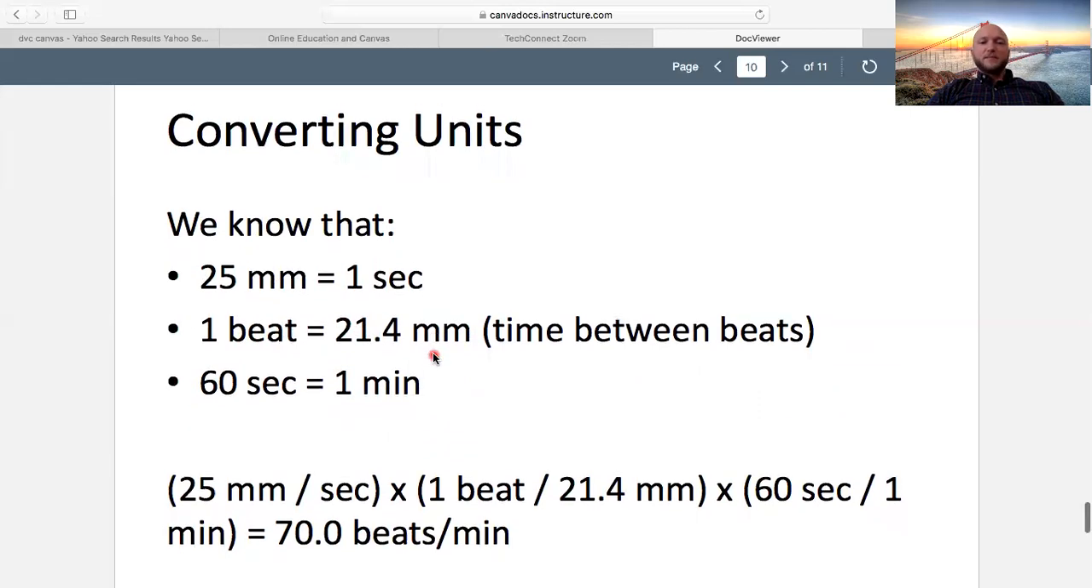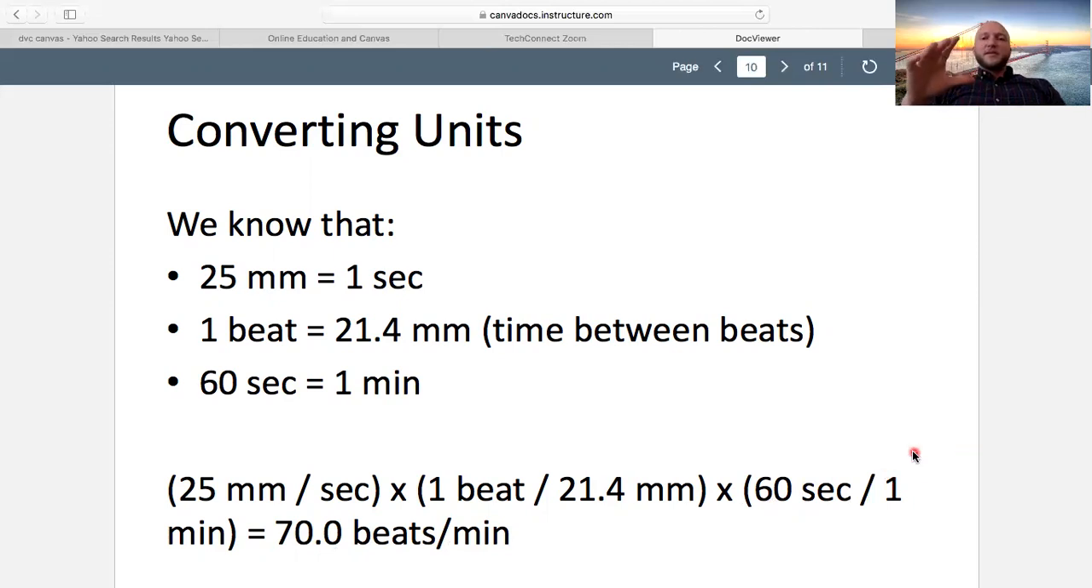So let's set this up. The way I would set it up is I'd start off with my 25 millimeters over 1 second. I would times that by 1 beat over 21.4 millimeters. That way we get our millimeters to cross out. Remember, we want to end up with beats per minute. There's no millimeters in there, so we're going to set it up so we can cross out our millimeters. We're left with seconds and beats. We need to convert our seconds to minutes then. So we're going to add in our 60 seconds over 1 minute. Punch that into our calculator, we get 70 beats per minute. This person's heart rate is 70 beats per minute.